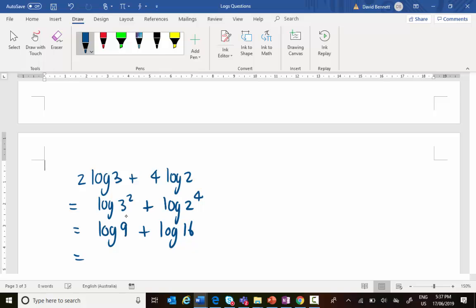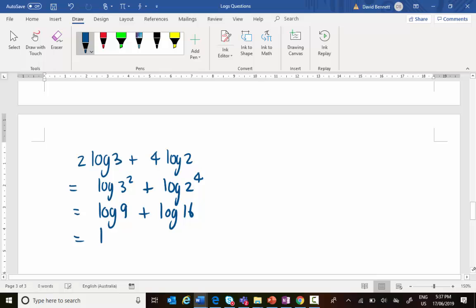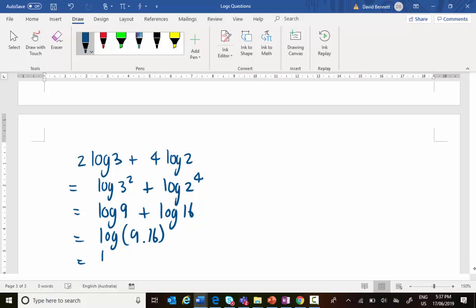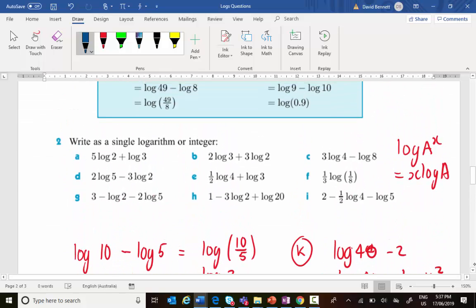Now, when we're combining things, our other log law, when we're adding them, we have to times the two things together. So that's log of 9 times by 16, which is going to be log of, now 9 times 10 is 90, 9 times 6 is 54, so that's going to be 144 is my answer. Okay, so combining those two things is a really nice way of using those laws to simplify something.